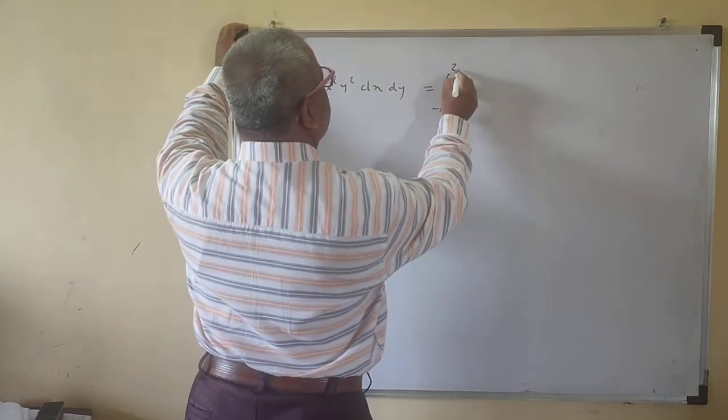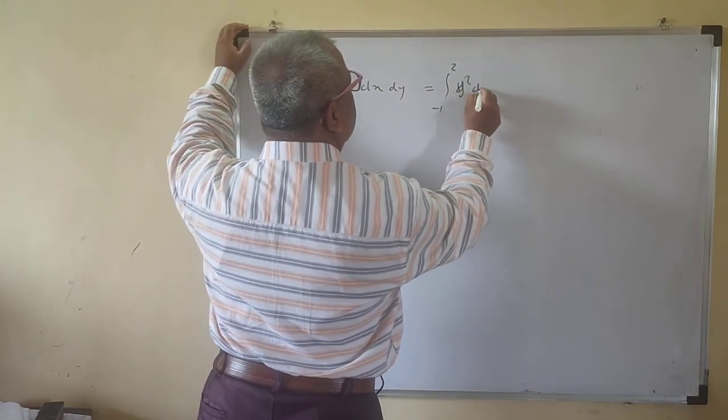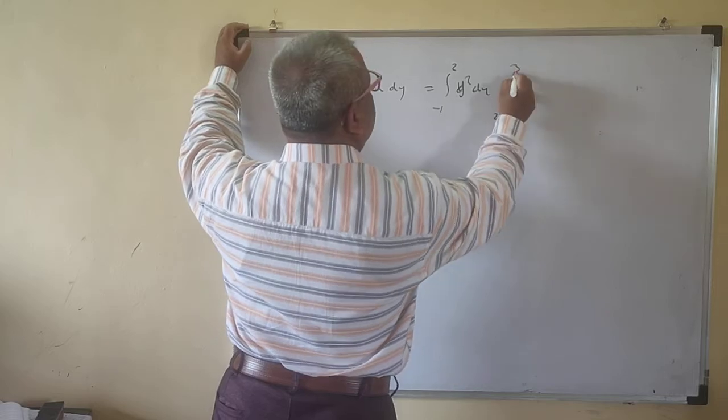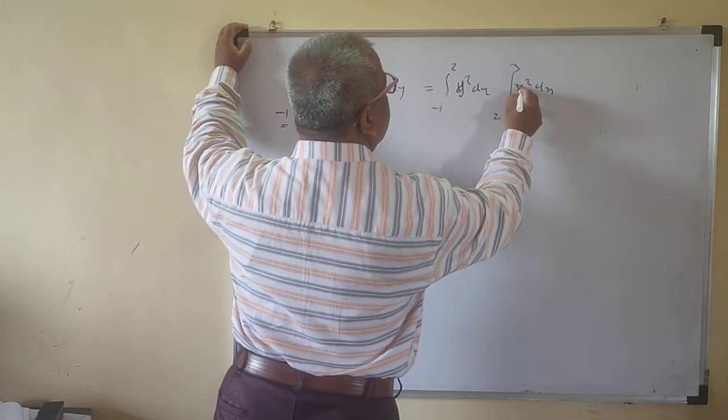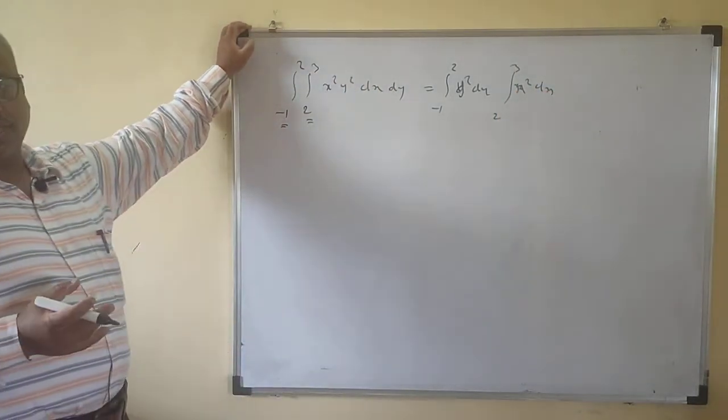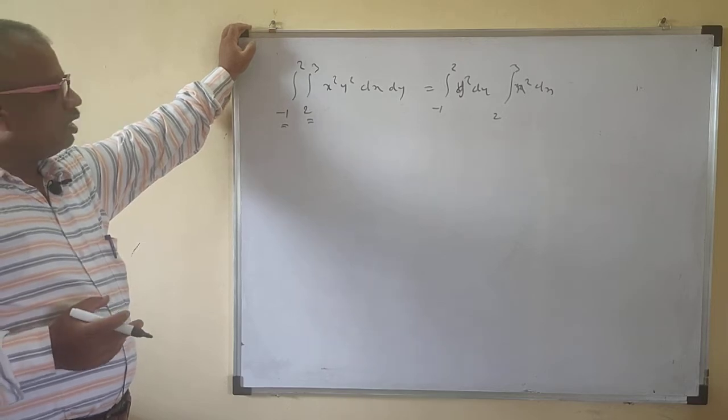You can write it like this: minus 1 to 2 y square dy, then 2 to 3 x square dx. You can write this, and easily you can integrate this.